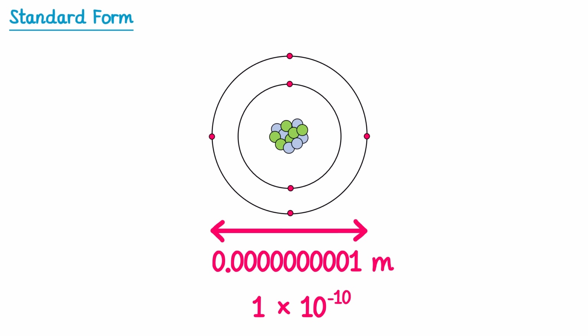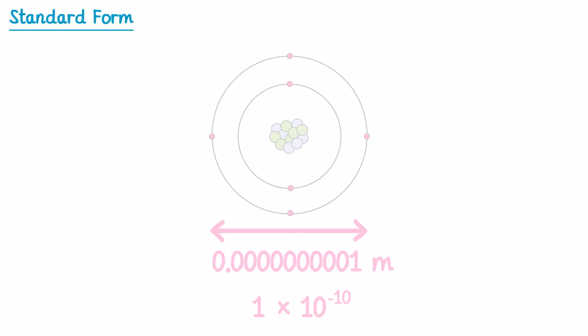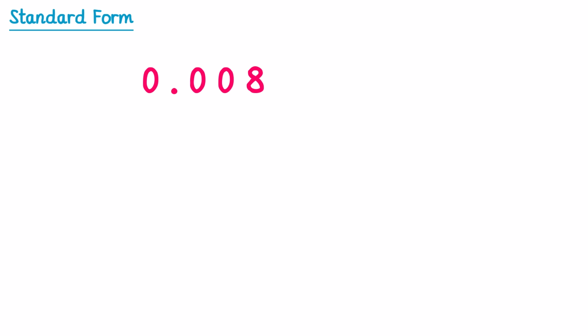Let's have a look at how we can convert some small numbers into standard form. So we're going to start with this number here, 0.008. We need to start with a number between 1 and 10 again, so that's going to be 8, and then we multiply this by a power of 10. Since this number is very small, we're going to use a negative power of 10. We want to place that decimal point in again, so this number reads as though it were 8. So we place the decimal point after that final 8.